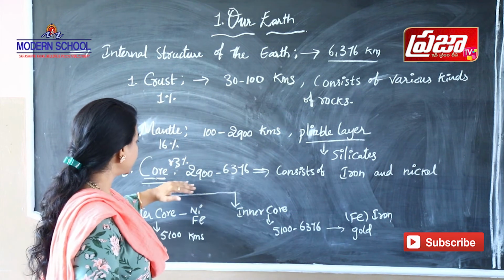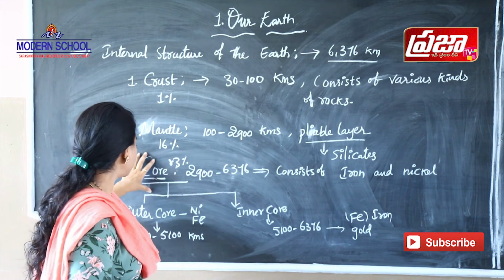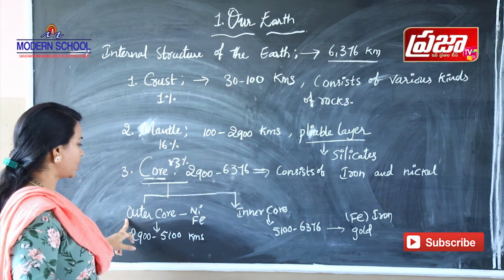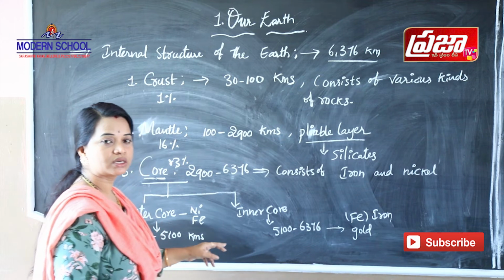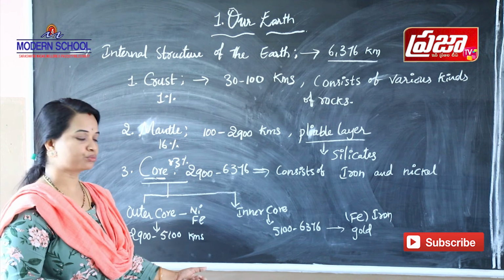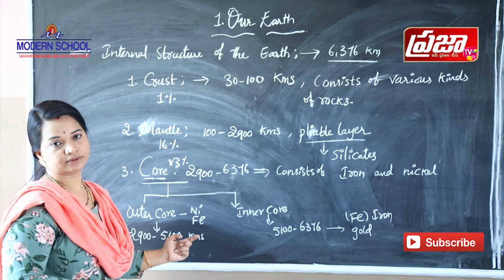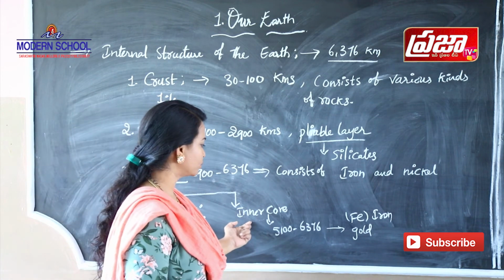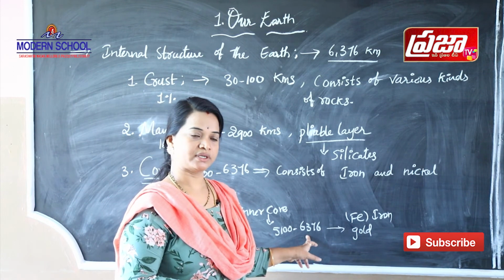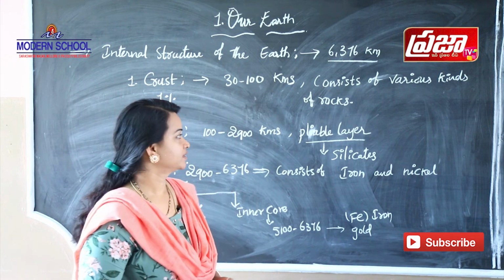So the heavy substances are in the core, and it is the thickest layer of the earth. Coming to the core, it is divided into two layers, outer core and inner core. The outer core is from 2900 to 5100 kilometers, and it consists of iron and nickel. And coming to the inner core, it is from 5100 to 6376 kilometers, and it mainly consists of iron and gold.